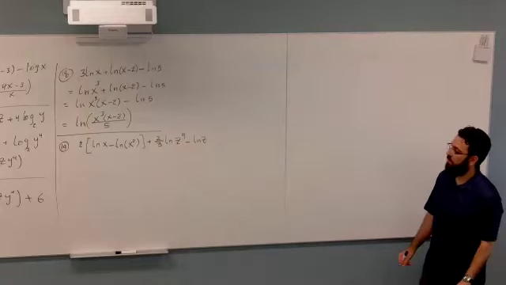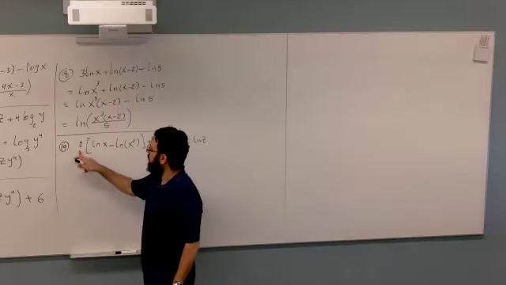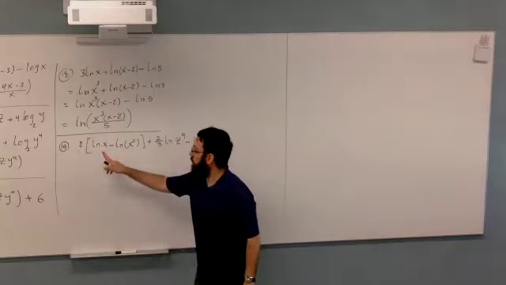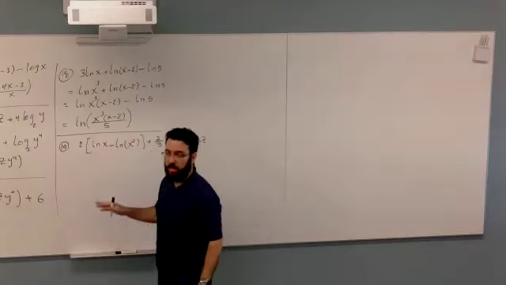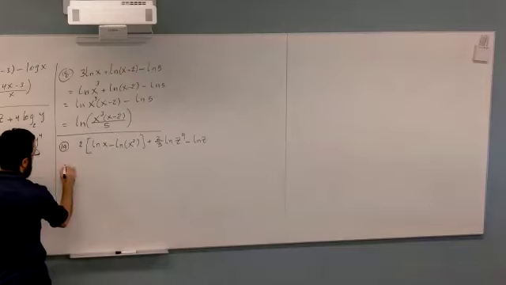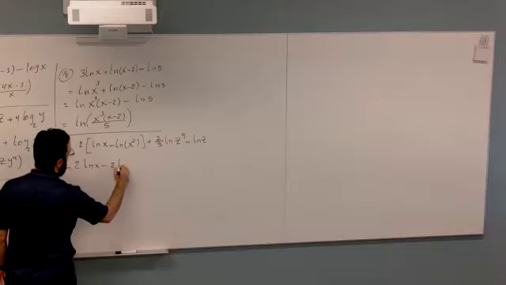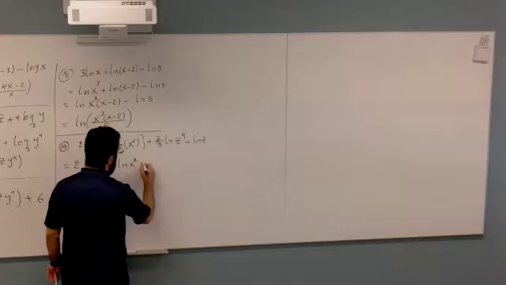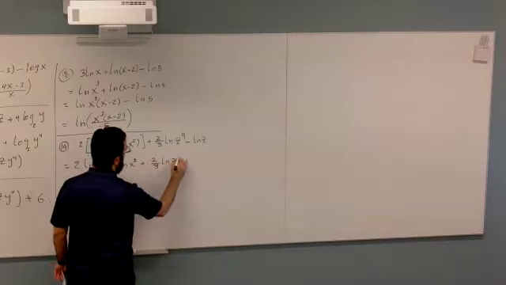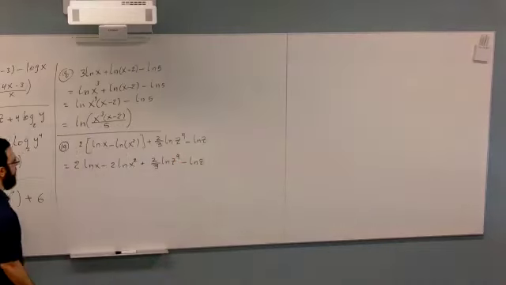How are we going to solve this one? Now again, the 2 is for everything here, so can I distribute it? Yes. This is equal to ln x minus 2 ln x squared plus 2/3 ln z^9 minus ln z. Now tell me what's the next step.